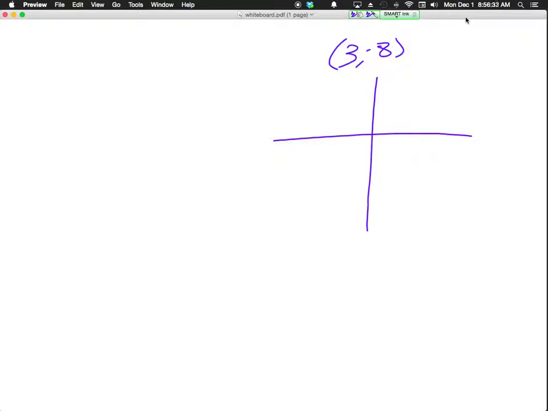So 3, -8. So we'll say that point right there is 3, -8. And what else is happening with that point? What does the problem say is happening with that point? So on the terminal side. The terminal side goes through that point. So I'm looking at this angle. Okay, so I want the six trig functions of that angle.